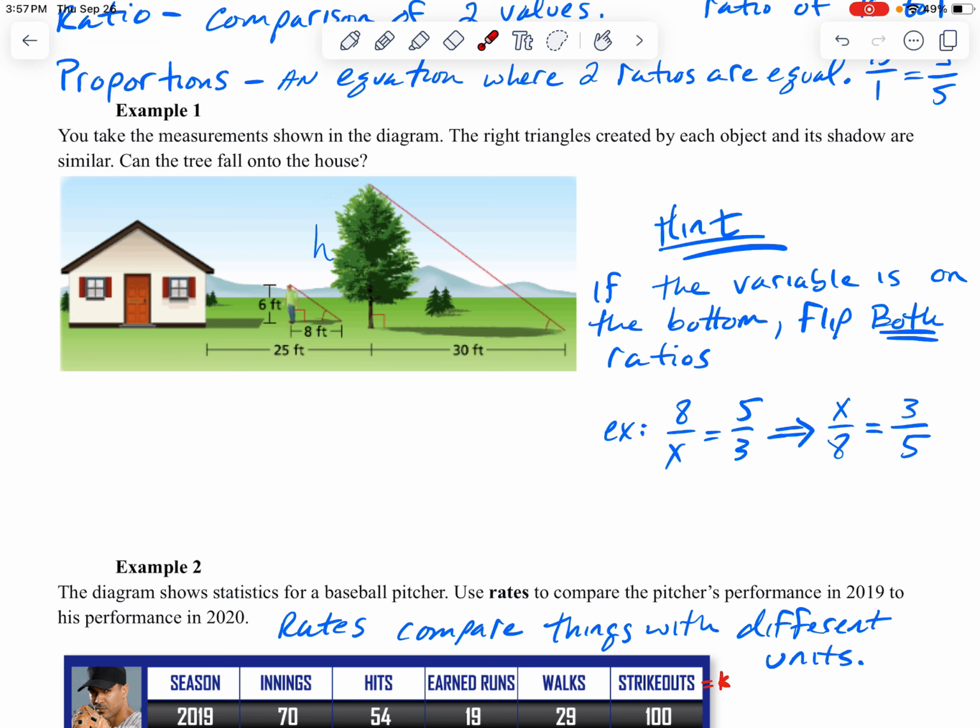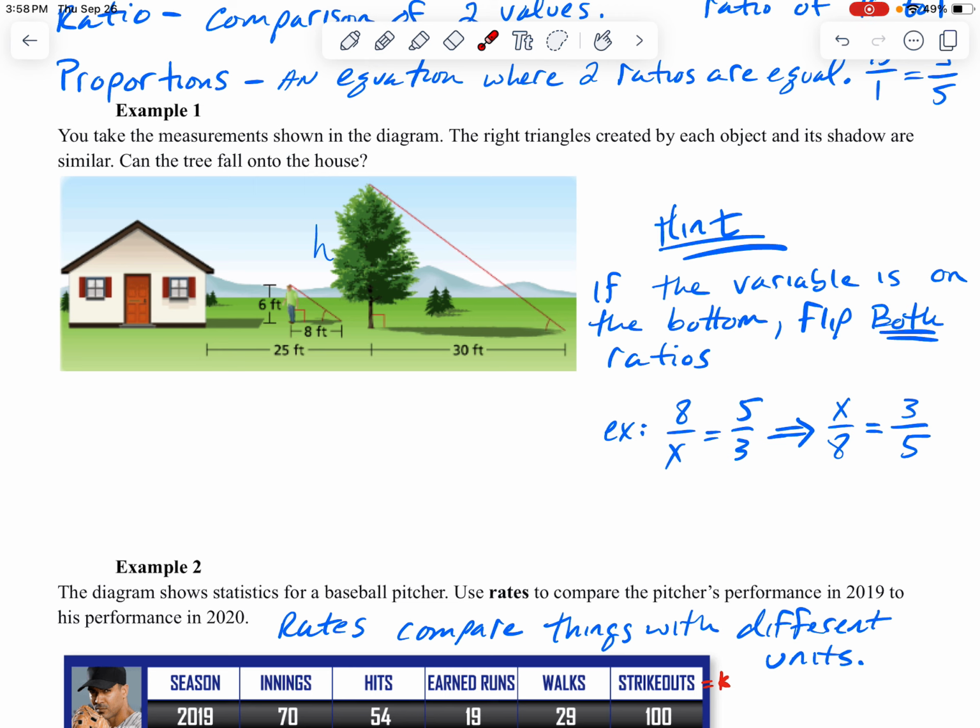That's the question. Obviously we need to know the height of the tree, because if it's over 25 feet, then it would hit the house. But if the height of the tree is less than 25 feet, then it would not hit the house. And we're going to use this idea of similar triangles to figure this out.